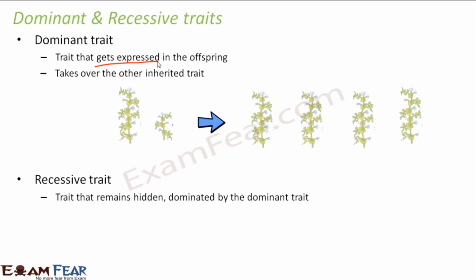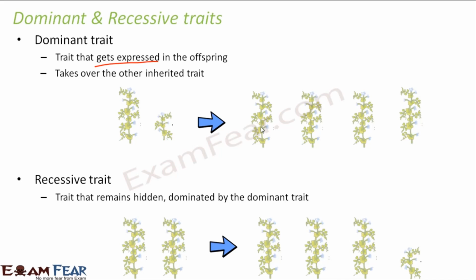That doesn't mean that this trait is lost. This trait is also present in each of these plants, but it is being dominated by the dominant trait. So the dwarfness is also present in each of these tall plants, but the tallness has dominated over the dwarfness. That is why in the second generation we see that this trait, which was hidden in the first generation, gets displayed, since it was there somewhere inside them.